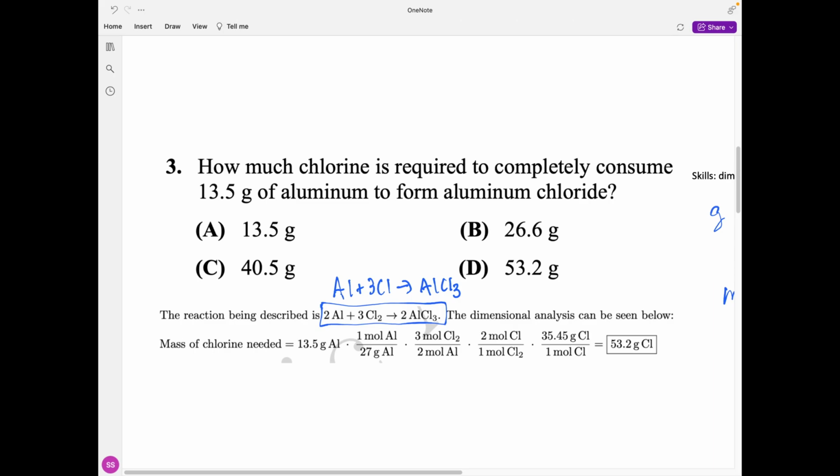And from there, we just do the dimensional analysis I described earlier, converting grams of Al to moles of Al, then moles of Cl2, moles of Cl, and grams of chlorine. So our answer is going to end up being D.